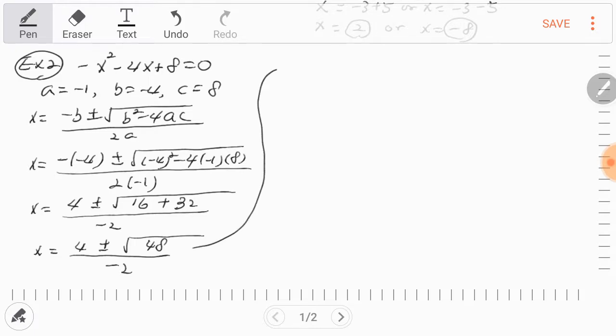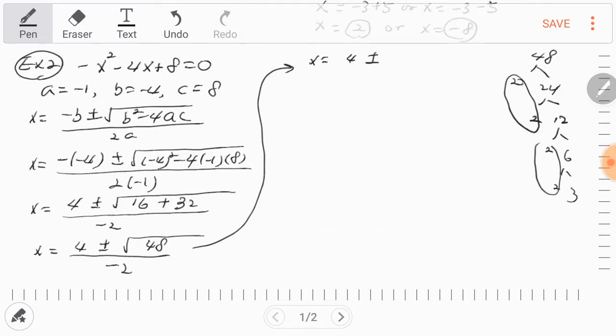So let's simplify square root of 48. Is it 16 times 3? If we are not sure, you can divide 48 using a smaller number. 2, then 24. 24 is 2 times 12. 12 is 2 times 6. And 6 is 2 times 3. Then we can put this together: 2 squared, 3, over negative 2.